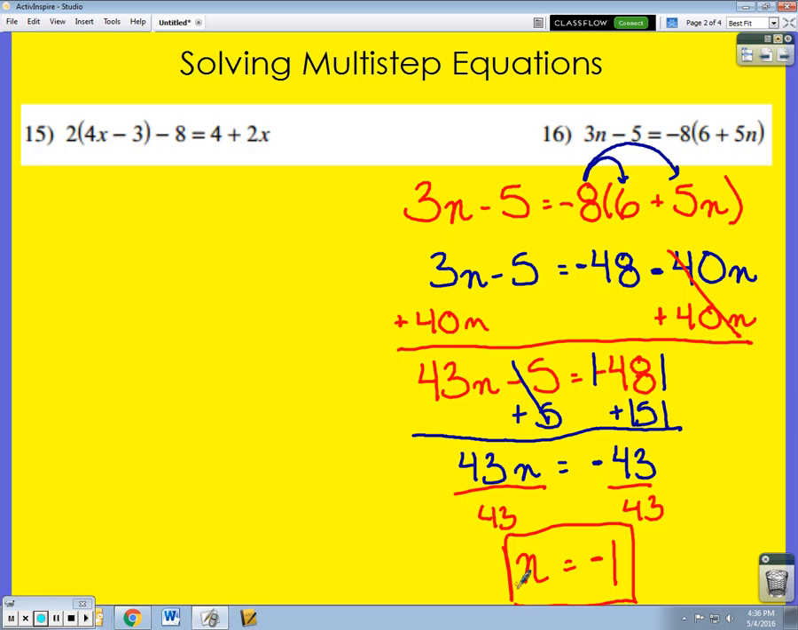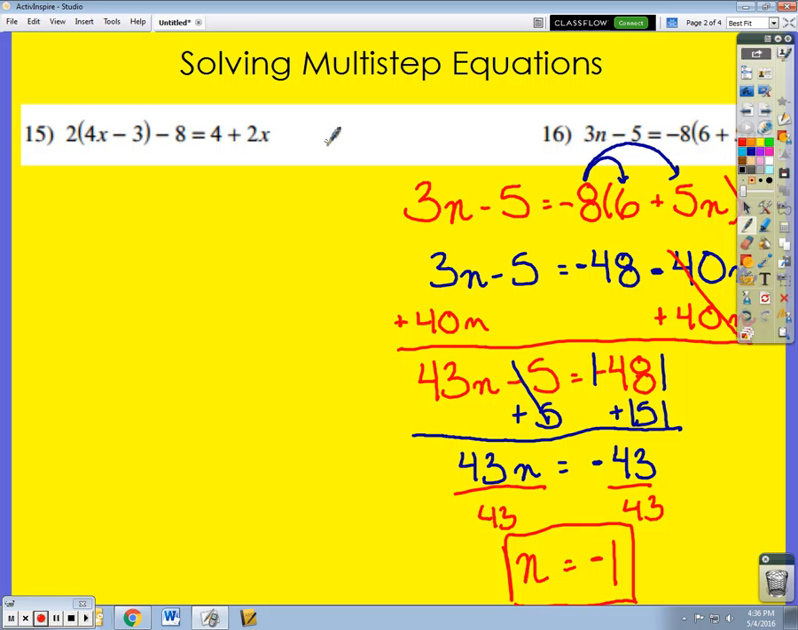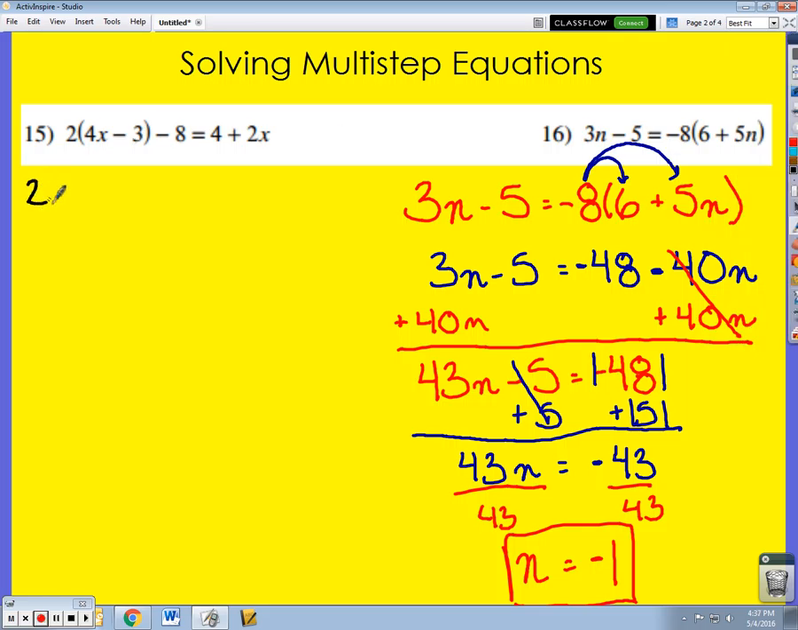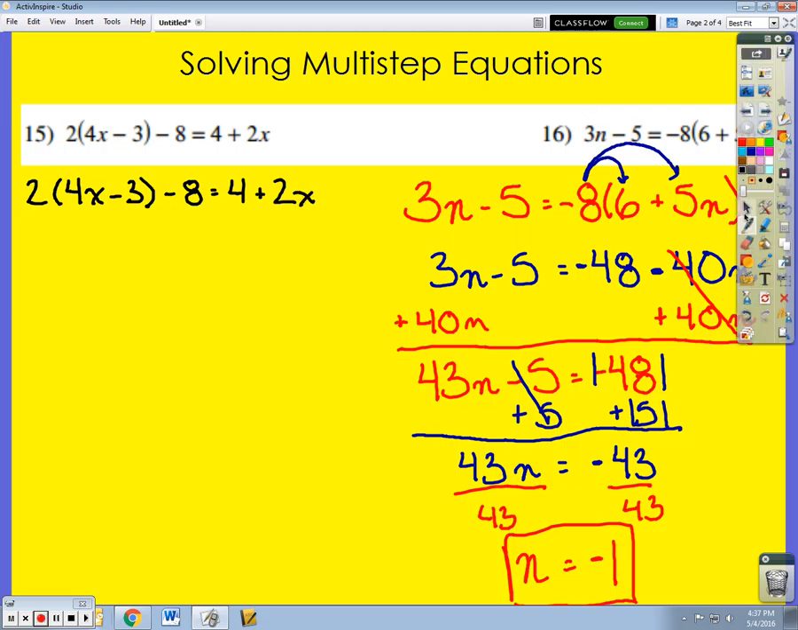Okay, your job is to solve number 15. So go ahead and write that down for yourself. I'll even help you write it down. We have 2 times, in open parentheses, 4x minus 3, close parentheses, minus 8 is equal to 4 plus 2x. All right, go ahead, pause the video, and try to solve. And we're back. All right, I hope you have an answer for yourself here.